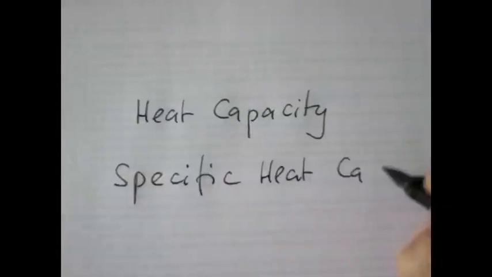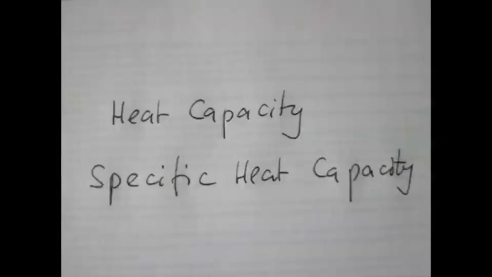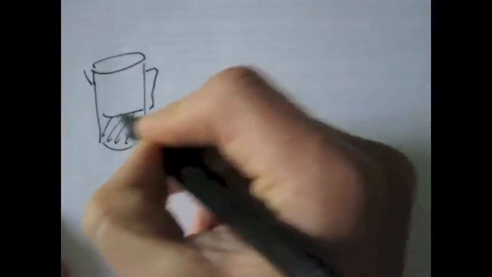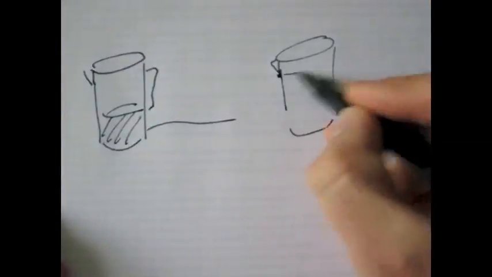This is a clip about heat capacity and specific heat capacity. So let's start with heat capacity. Say you have two kettles, one is half full, one is full.